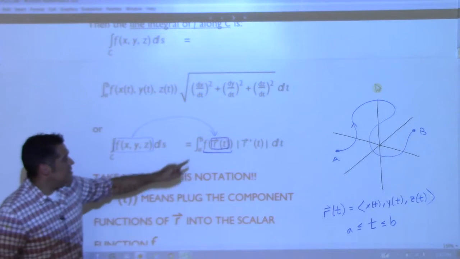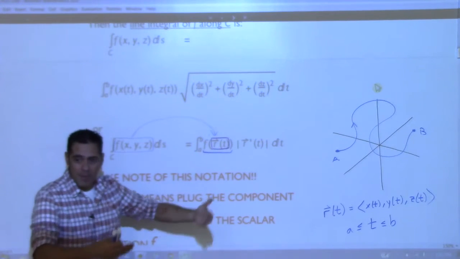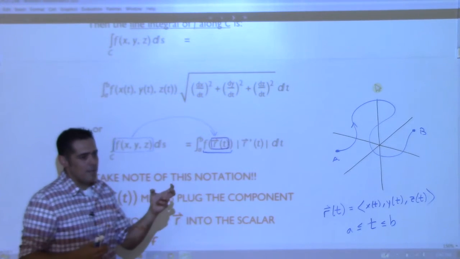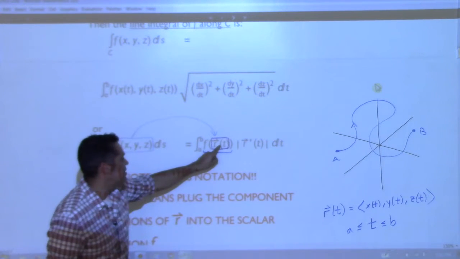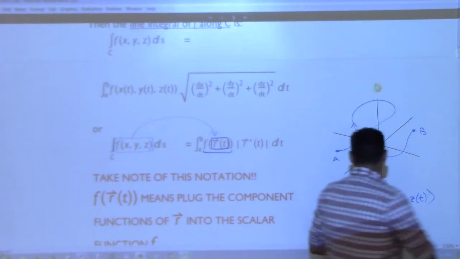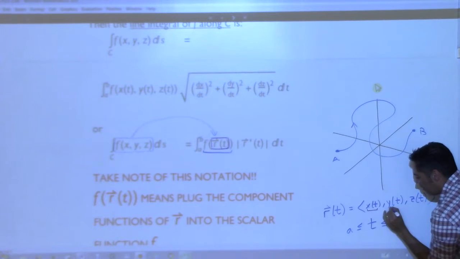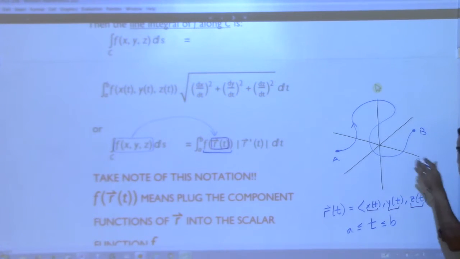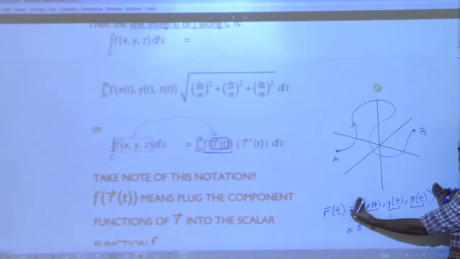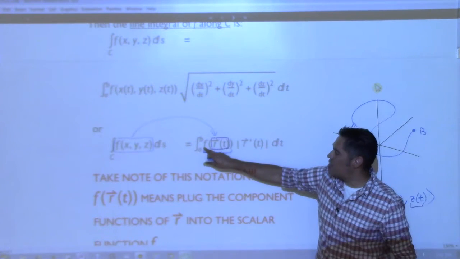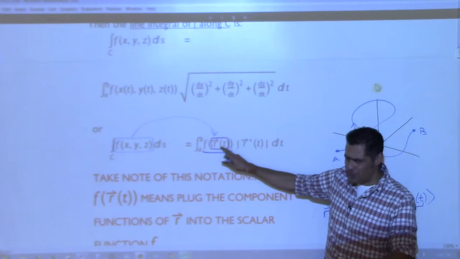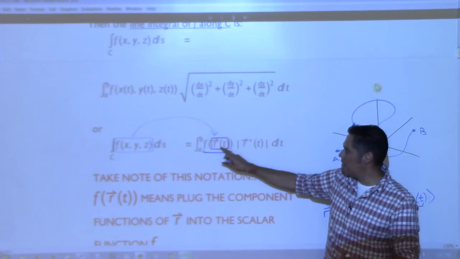What you need to understand is what this notation means, what it represents. It doesn't mean we're really plugging in a vector. What it means is we are going to take the components of this vector function, take that component, that component, that component, and plug them in for x, y, and z respectively. We're kind of ignoring the fact that it came from a vector. So this is purely notation: the scalar function evaluated at the vector function. Weird.